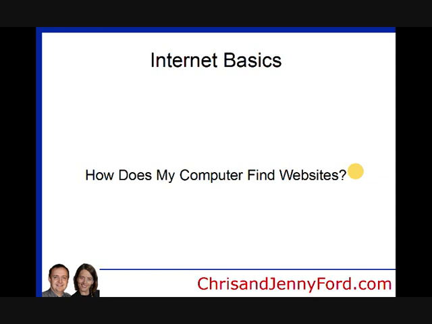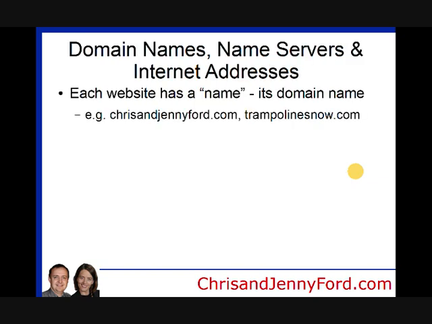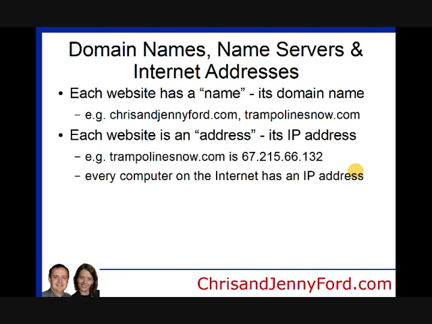So in this part we're going to look at how your computer actually finds websites on the internet. On the internet, every website has a name, or its domain name. It's the thing that you type into the address bar on your browser, something like chrisandjennyford.com or trampolinesnow.com. But every website also has an address. It's its Internet Protocol address, its address on the internet.